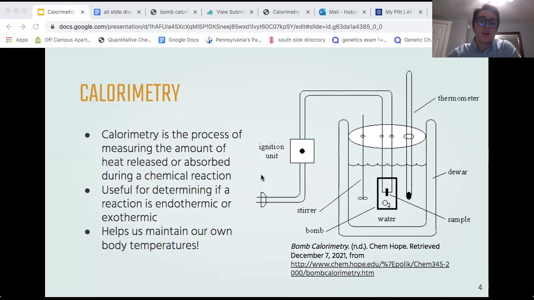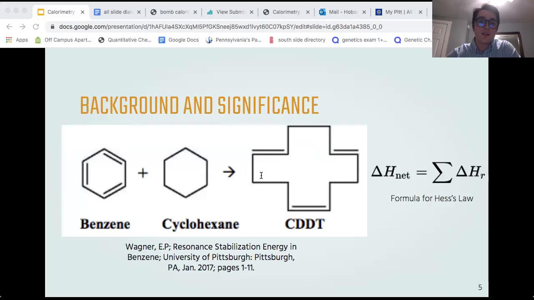A little about calorimetry. We use it to measure the amount of heat released or absorbed in a chemical reaction. Bomb calorimeters, as seen in the image on the right, are extremely useful for measuring combustion reactions in constant volume reactions, which is like the one we did in this experiment. The oxygen bomb used in this experiment will allow us to measure a number of factors, like the enthalpy of combustion of CDDT and cyclohexane, which, like I said, will eventually get us to calculate the resonance energy of benzene.